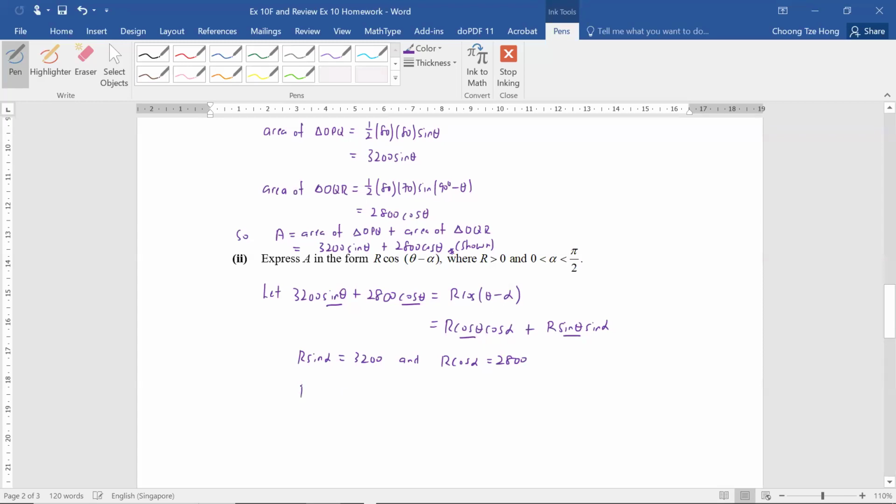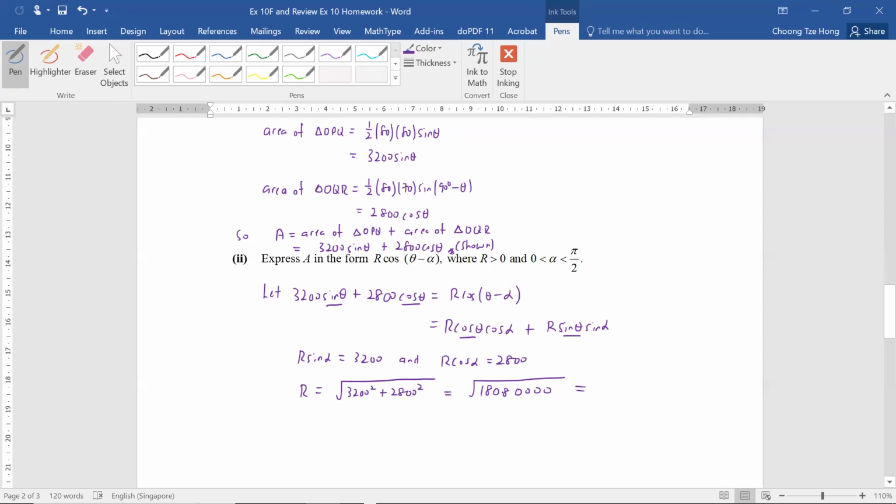Okay, so R will still be the same. It will still be the square root of 3200 squared plus 2800 squared. Okay, so this one is actually a very, very big number. You will actually get 1808 and 4 zeros. Okay, this is rather hard to simplify. So if you can't simplify in your exam, I will just leave it in this form.